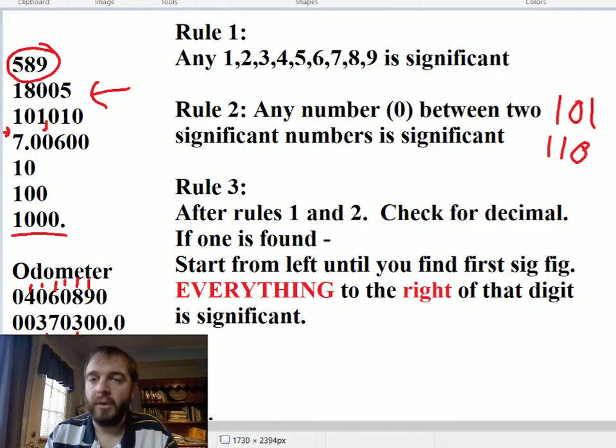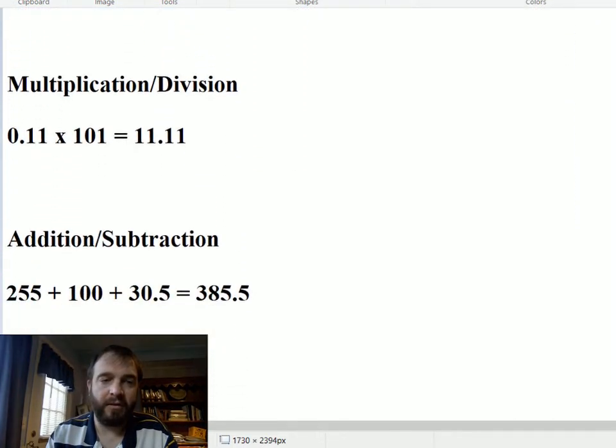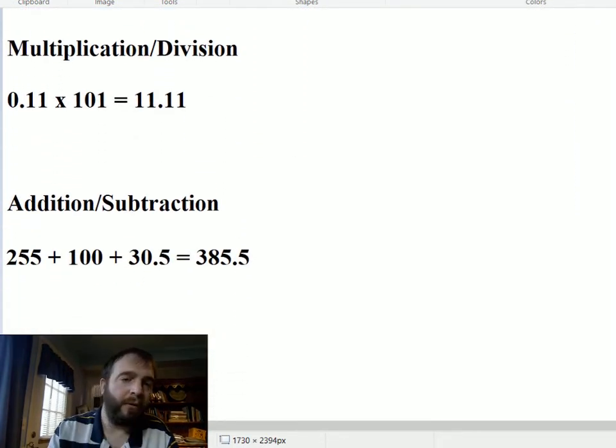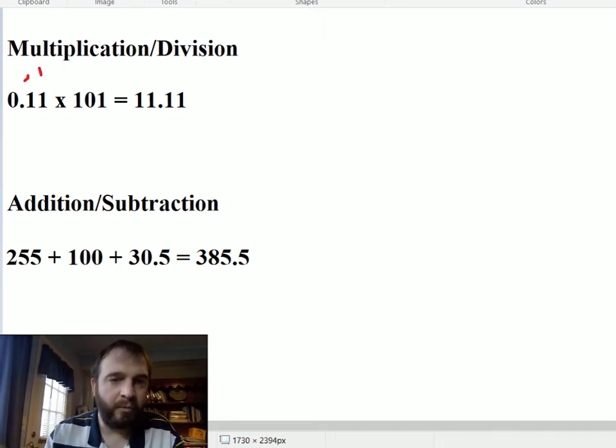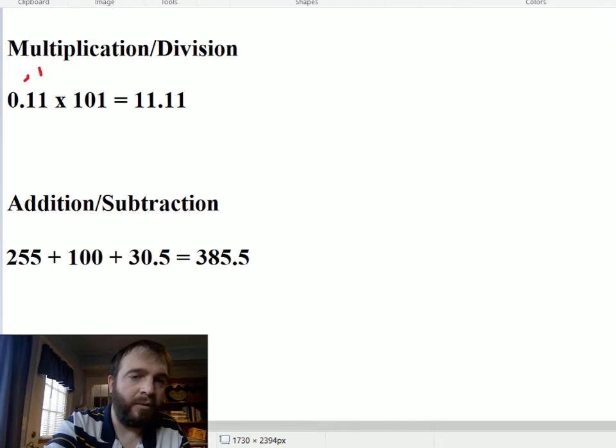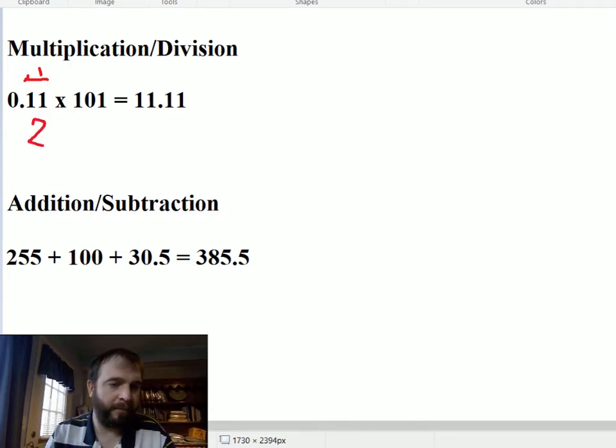Okay, so the last piece here that's pretty important is where we get to after this, which is how we do multiplication and division and addition and subtraction. First thing we do is see significance. Looking at this number right here, 0.11, this is significant, the 0 is not. We check for a decimal. There is a decimal. So we start with the first one, 0 is not, 1 is, so everything after is. In this case, it still gives us 2 significant figures.